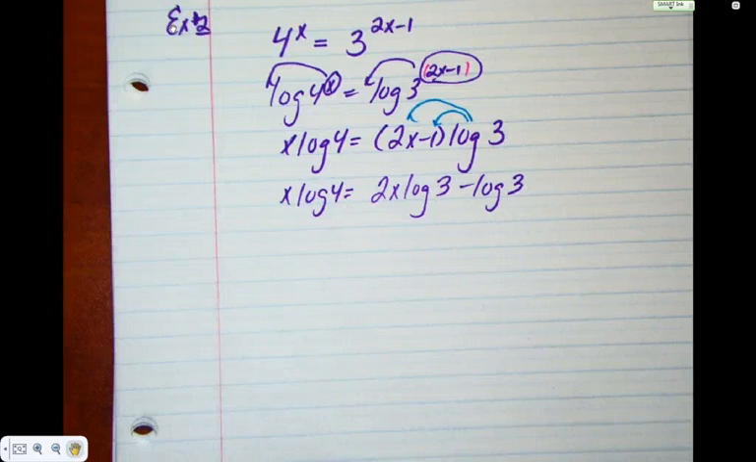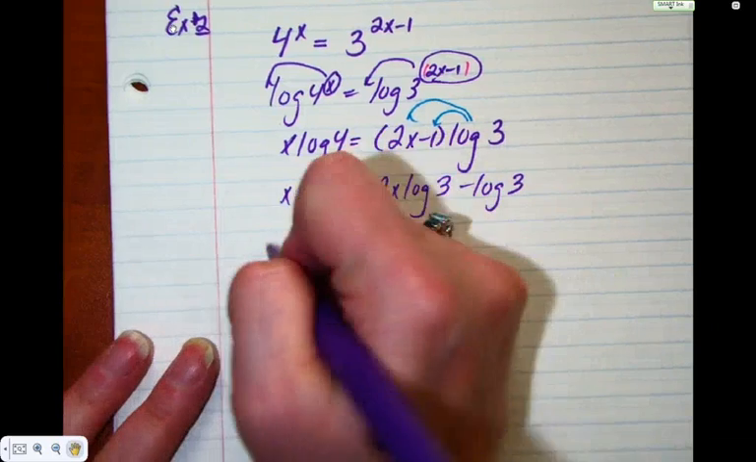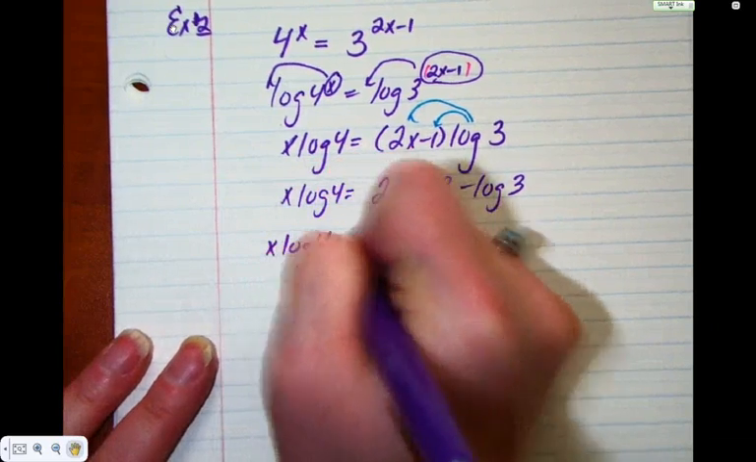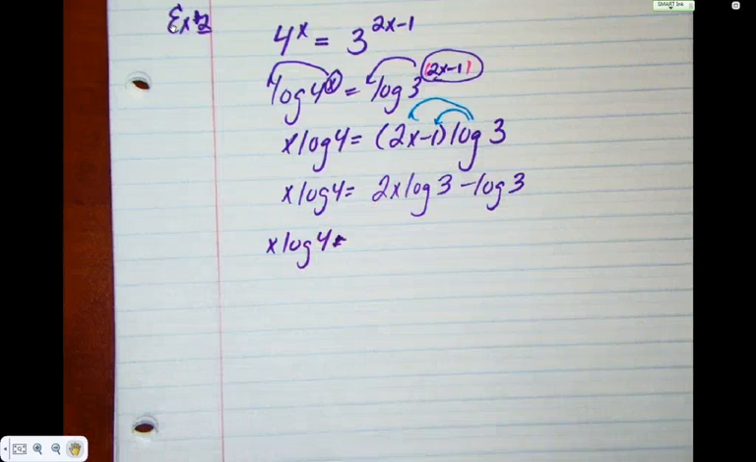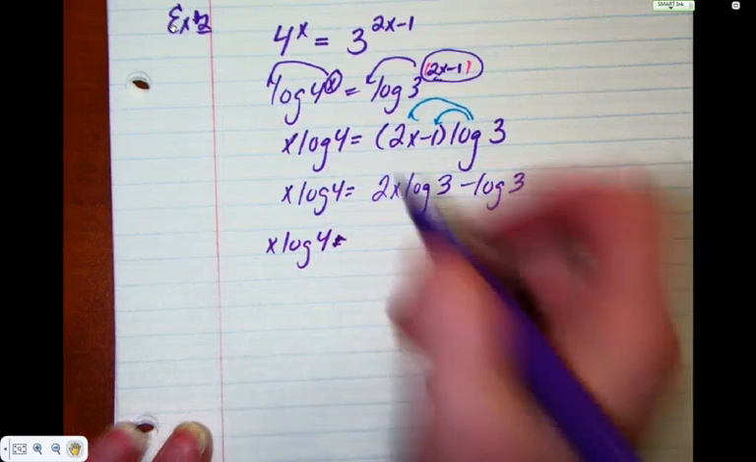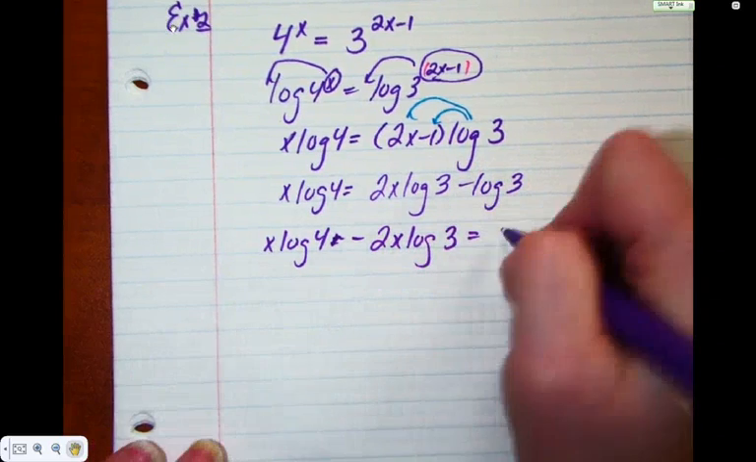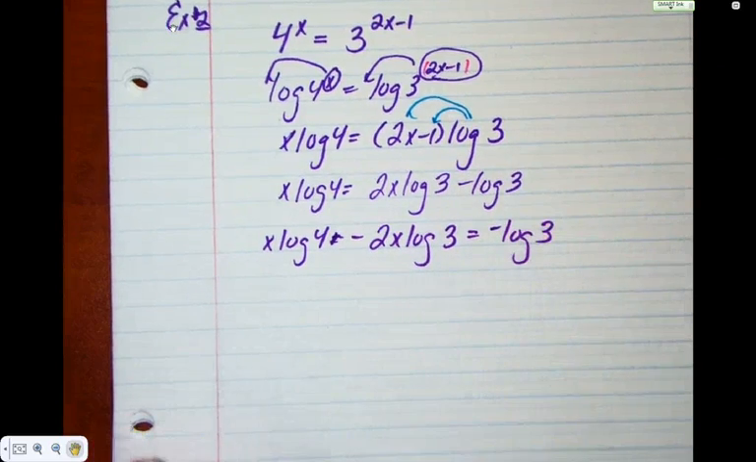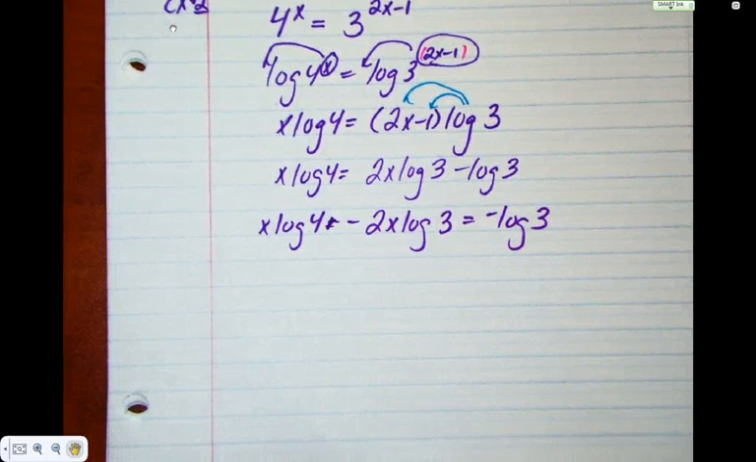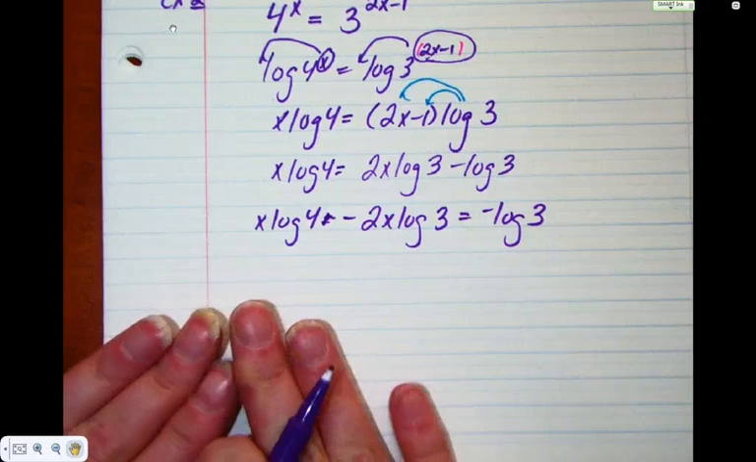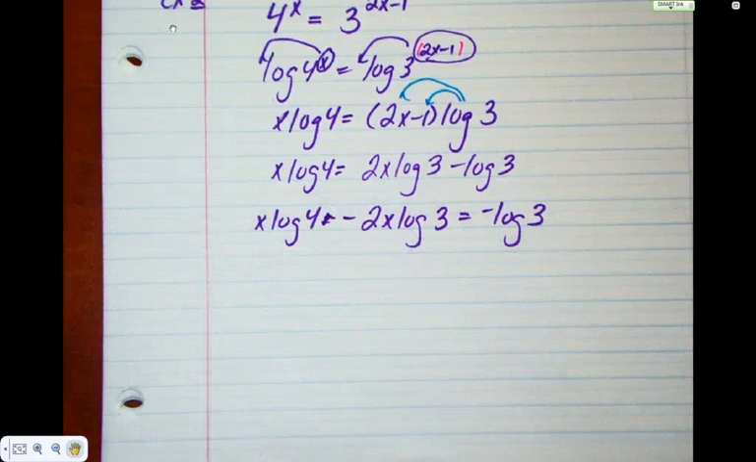Okay, anything with an x on the left, anything without an x on the right. So x log 4 is going to stay. I want to bring 2x log 3 over, so I'm going to subtract it. And then on the right, I'm just leaving that negative log 3. Why did I move the 2x log 3 and I didn't move the log 3? Log 3 doesn't have a variable. So anything with a variable to the left, anything without a variable to the right. Are we good on those steps now? Did I totally mess that up?